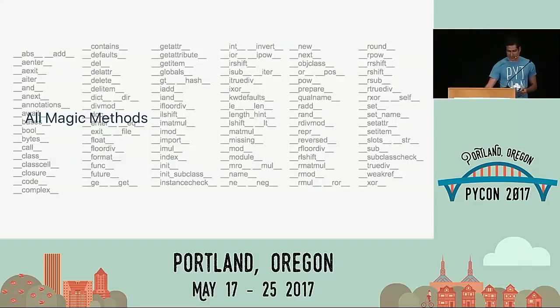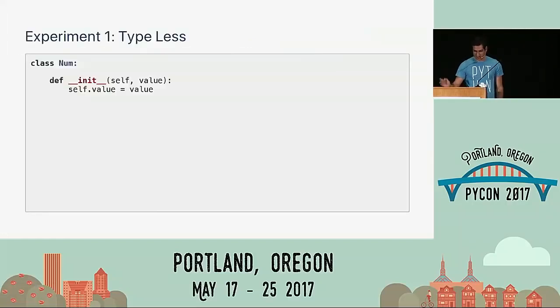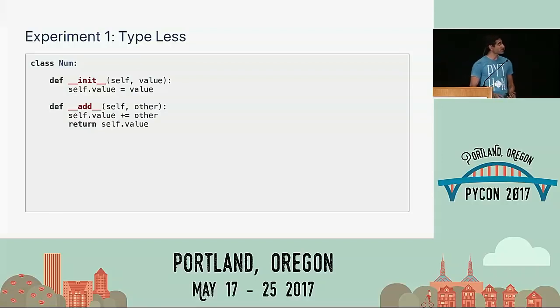So, for example, we want to do an add operation. Now, you want to override the plus operator. And that is dunder add. So we're going to start from there. We're going to start this mutable integer class called Num. You're going to put the value in self. And we're going to use dunder add, which adds the value of the other object to your current value. And you return it.